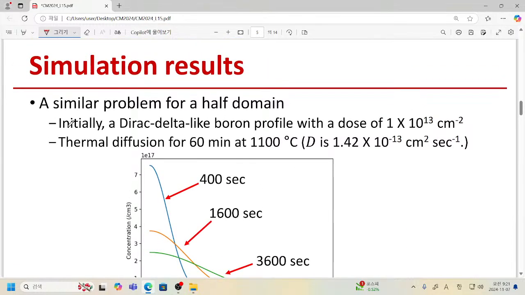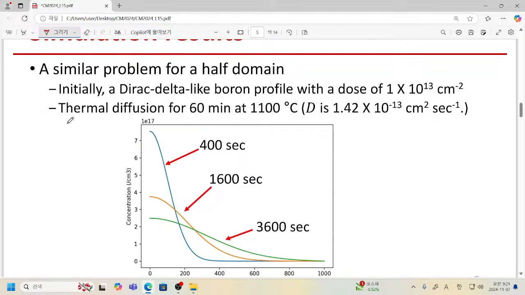Okay, so now let's think about the same problem. Previously we had thought about the diffusion in this Gaussian shape, and after time has elapsed, then we have a more widened behavior of our dopant profile. It was possible because previously we had the boundary located here and there.